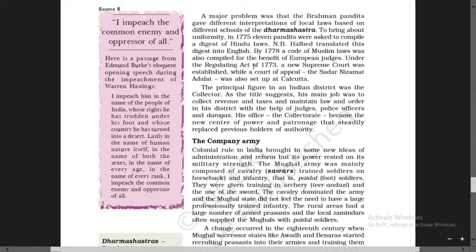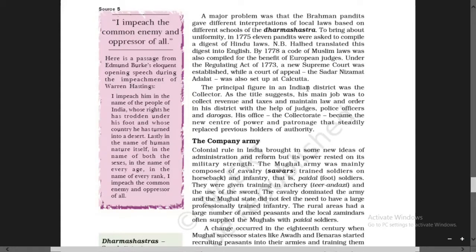Under the Regulating Act of 1773, a new Supreme Court was established. Okay, a new Supreme Court was established. Mark this, when this Supreme Court was established, a court of appeal, the Sadar Nizamat Adalat, was also set up at Calcutta.